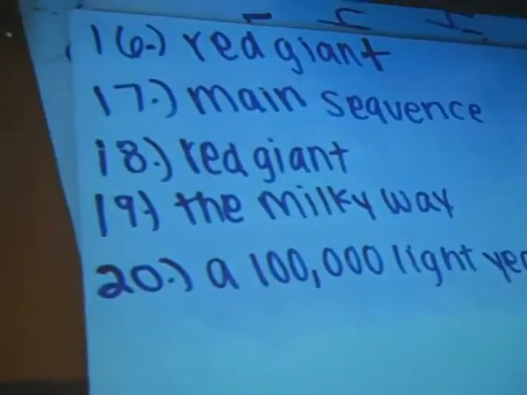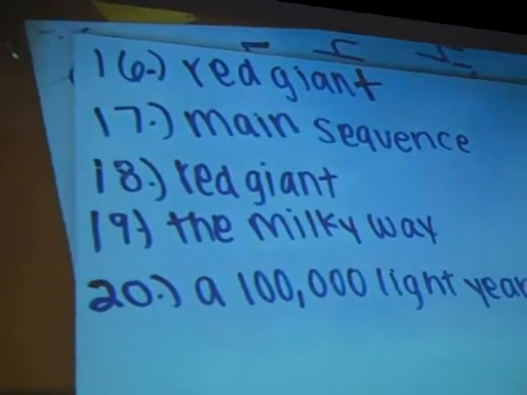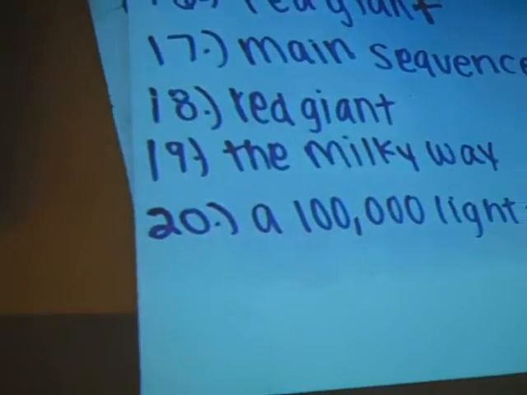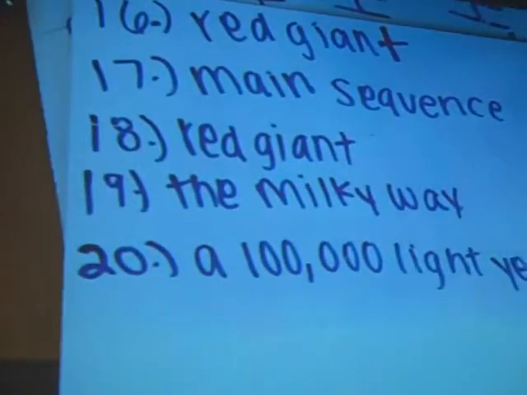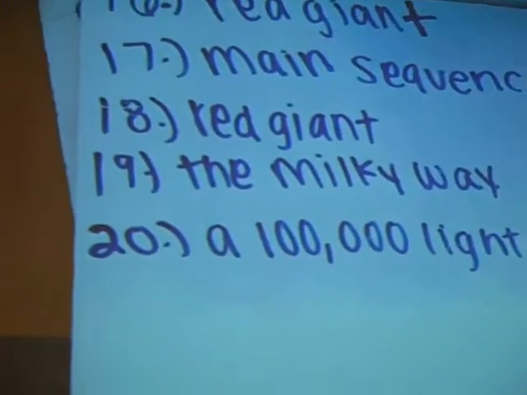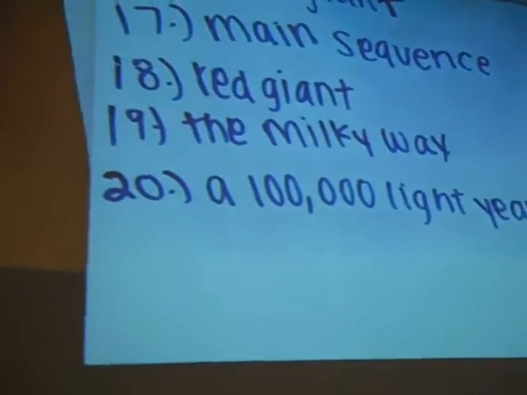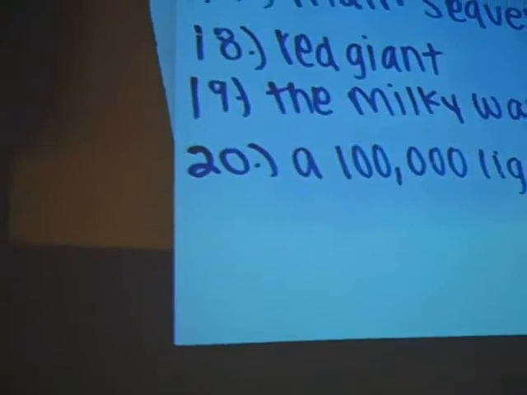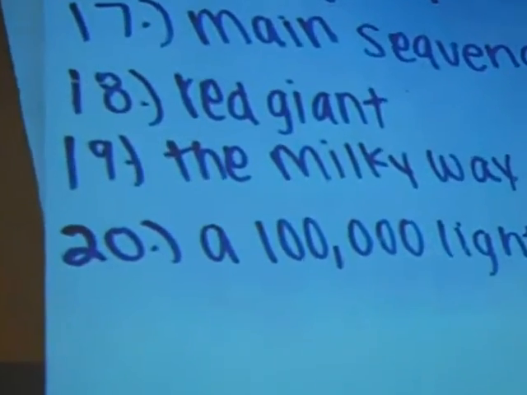All right, so go ahead. What's a red giant? Just what's a red giant? What's your next answer's main sequence? What was the question on that one? What the sun is. The sun is a main sequence star, which means it's fusing hydrogen into helium. And then you got it, red giant again. What's that question on there?